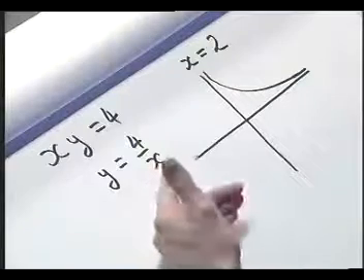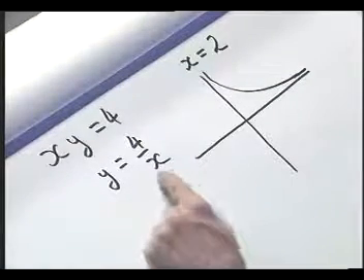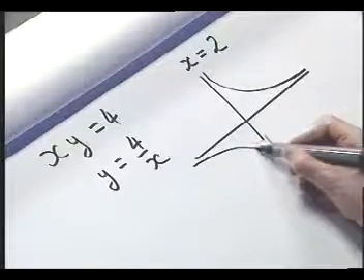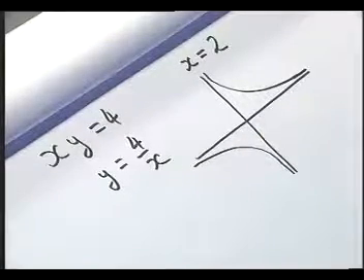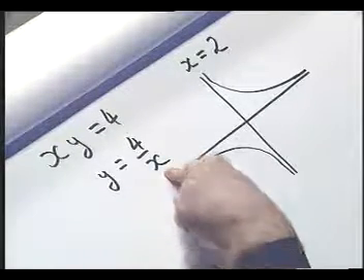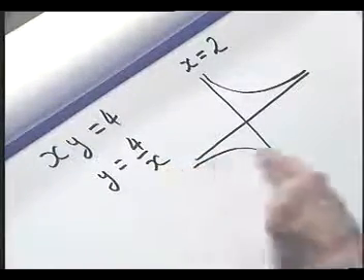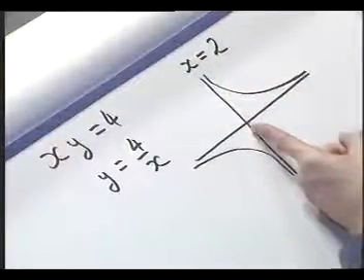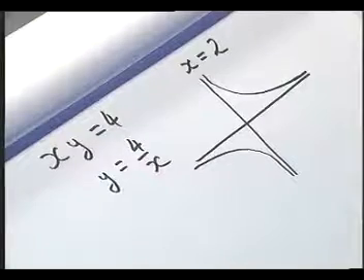Now, if we take negative values of x, the same thing happens, except we get negative values of y. And so the curve looks like that. Notice we do not allow x to be 0 because we cannot divide by 0. So there is a hole in this curve. There is a gap here at x equals 0.